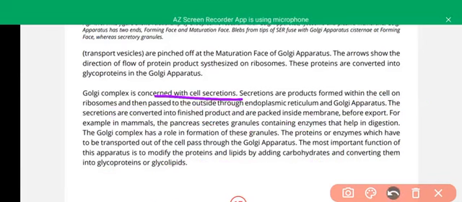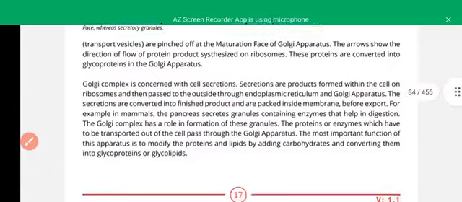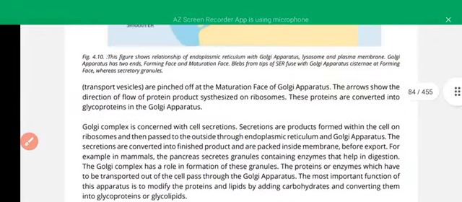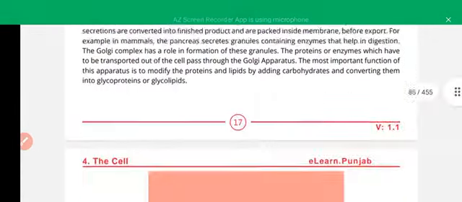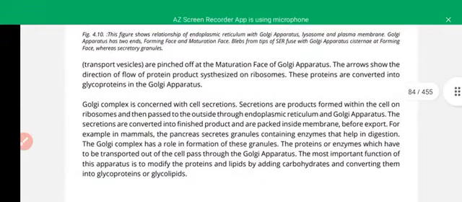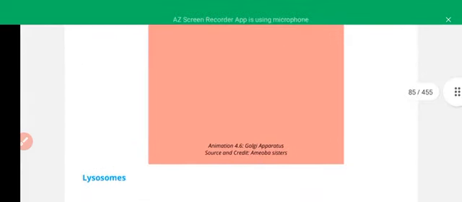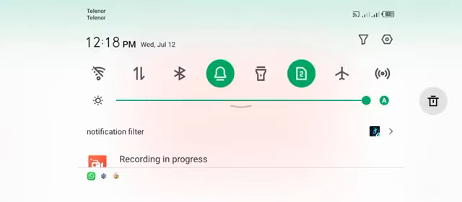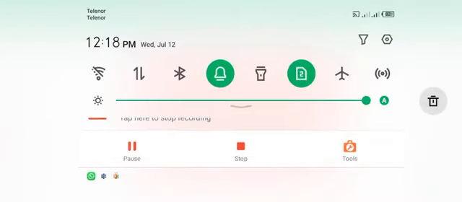The most important function of the apparatus is to modify the protein by adding lipid and carbohydrate, converting it into glycoprotein and glycolipids. These are the important functions, and the acrosomes of the sperm are also formed by the Golgi apparatus, because this is also a covering around enzymes, and it contains hydrolytic enzymes. It is also like a lysosome. So lysosomal coverings are formed by the Golgi apparatus, and the acrosome is also formed by the Golgi apparatus. Here we'll end our topic.